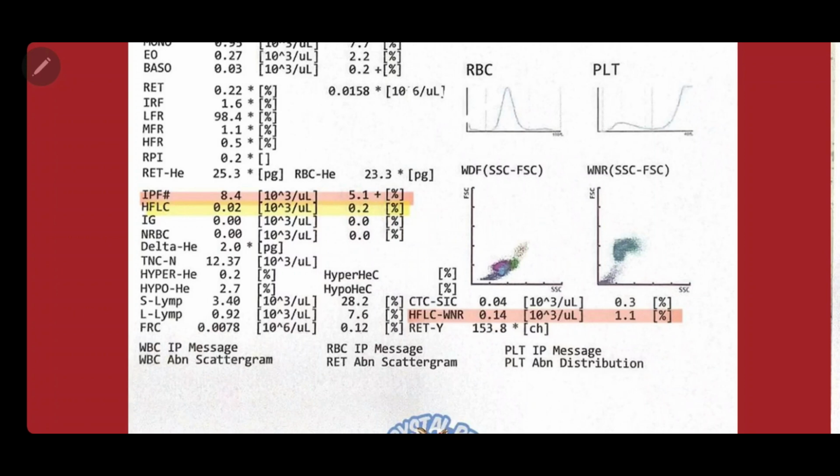Regarding HFLC, we currently have 2 types: the general HFLC and the HFLC in the WNR channel. Typically, HFLC is found in cases of viruses, cancer, blood parasites, and autoimmune diseases. The HFLC in the WNR channel is an extension to increase the value when the graph is maxed out. The acceptable HFLC in the WNR channel is up to 0.10. If it exceeds this, it indicates the presence of antigens or something that stimulates more lymphocyte staining, correlating with the WNR channel explained earlier.